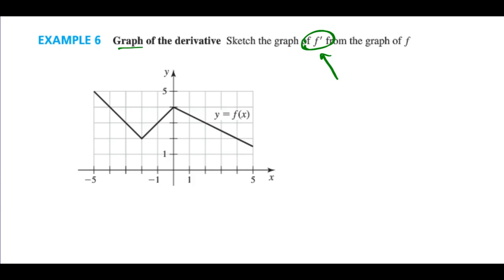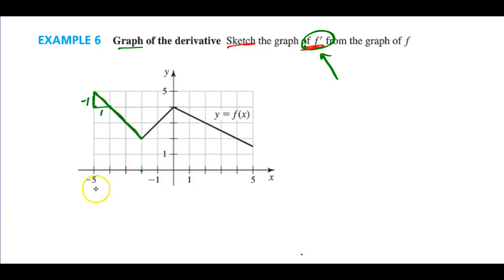So remember, the derivative is nothing more than the slope. So let's go find the slope of this thing. The slope of this line between -5 and -2 looks to be, well, rise over run, down 1 and run 1. Looks to be -1. So the directions say sketch a graph of the derivative.